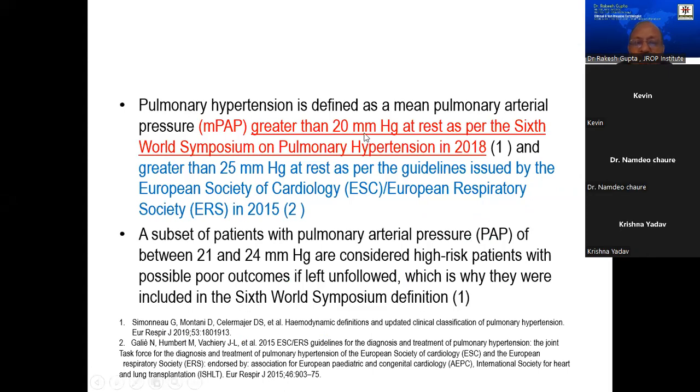So normal is 20 at rest. Greater than 25 at rest is classified as pulmonary artery hypertension. And the same thing has been said in this paper of the 6th World Symposium on pulmonary artery hypertension, saying that 20 to 24 should be a high-risk patient with possible poor outcome if left unfollowed.